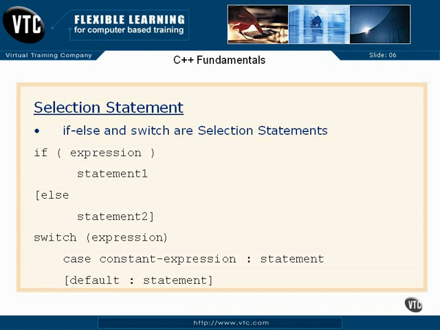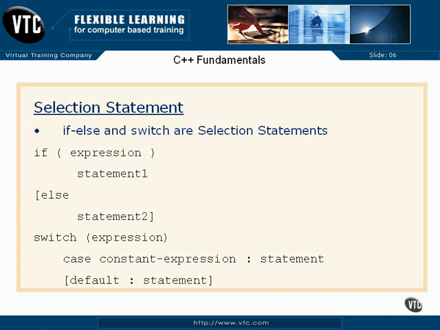Now we're going to look at the selection statements. There's only two of them. The if-else and switch are selection statements, and you're probably familiar with them, but we'll just cover them quickly here. If an expression evaluates to true, then we do statement 1. If the expression evaluates to false, has a 0 value, and there's an else present, then we'll go down and do the else and do statement 2. The else, as you can see by the brackets around it, is optional.